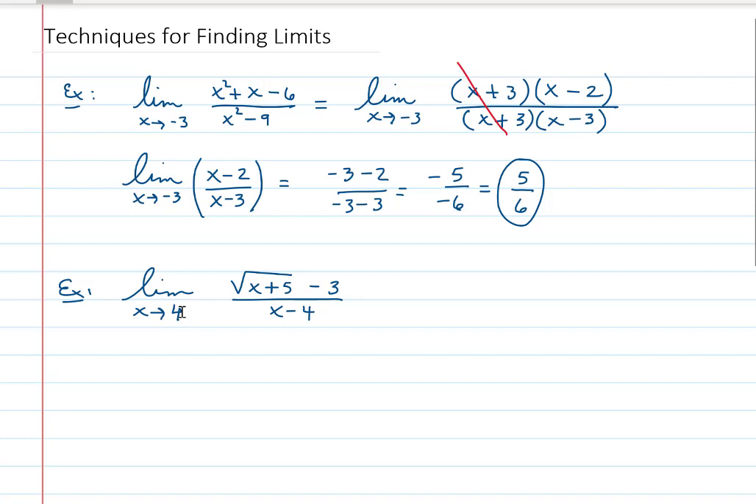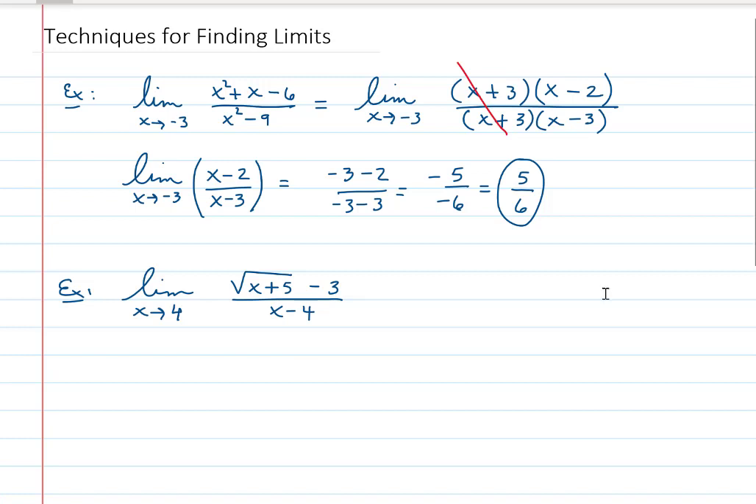So notice, if I try direct substitution, when I plug in the 4 here, I get 4 plus 5 is 9, square root of 9 is 3, minus 3 is 0, and then I also get 0 on the bottom. So again, that gives me 0 over 0, the indeterminate form. It's called indeterminate, guys, because it leads me to no conclusion. It's not a number, it's not undefined, it's indeterminate, and it doesn't tell me whether the limit exists or not. We have to investigate further to determine the limit, if there is one.